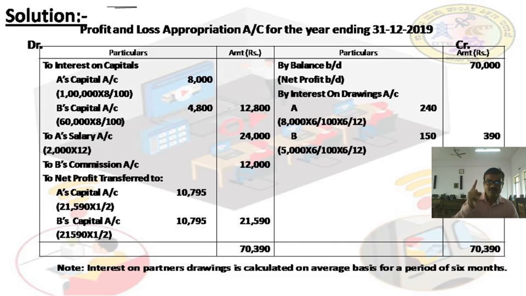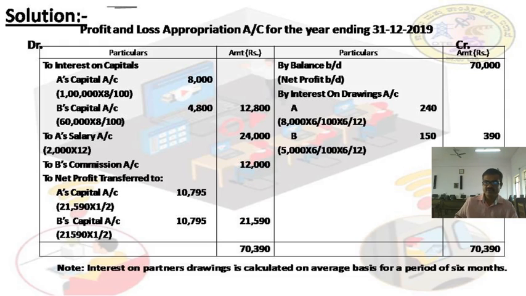When the date of withdrawal is not given in the problem, we have to assume that it should be calculated on average basis for a period of 6 months. So for example, for A, 8,000 is the drawing, rate of interest is 6%, 8,000 multiplied by 6 by 100 and multiplied by 6 by 12. Why is there a 6 by 12? Because the date of withdrawal is not given, we assumed that it should be calculated on average basis for a period of 6 months. So the answer is 240. You have to keep it in the inner column. Next is B.